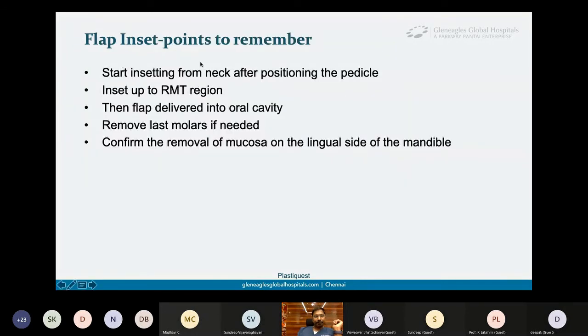So just in the flap inset, especially in a tongue, start inserting from the neck after positioning the pedicle, inset up to the RMT region, then flap delivered into the oral cavity, remove last molars if needed, confirm the removal of mucosa on the lingual side of the mandible.